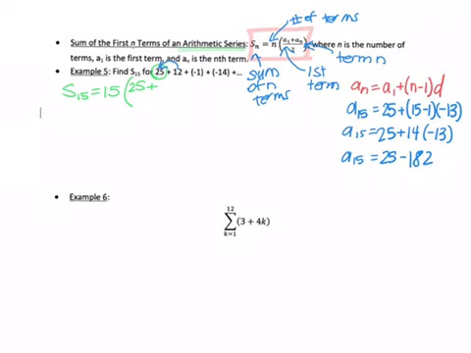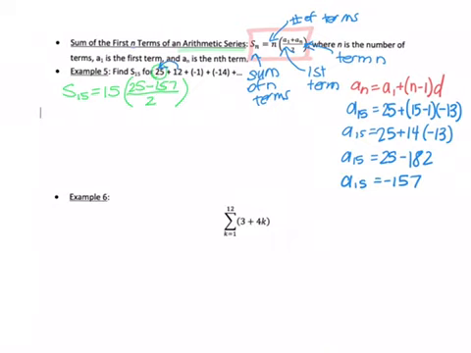Then if you take 25 minus 182, you're going to get negative 157. So the 15th term of this sequence would be negative 157. If we go back over here, where I had already filled in a plus sign, we really don't want a plus. We want that to be a minus because it's negative 157. And then this is all over 2.